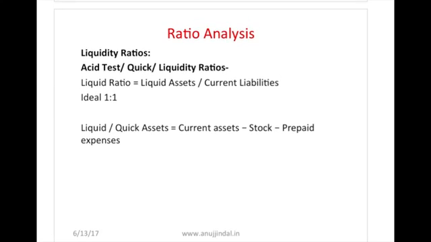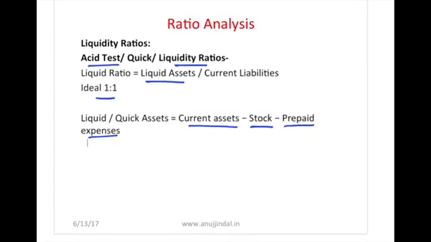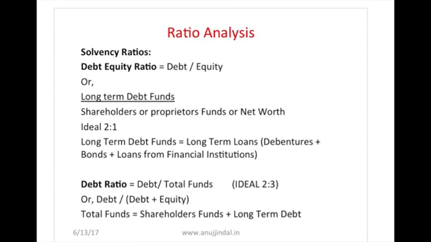The next is liquid asset test or quick ratio, also called acid test ratio. The formula is liquid assets upon current liabilities. The ideal ratio is 1 is to 1. Liquid or quick assets are current assets as calculated above minus stock or inventory and minus prepaid expenses. This is the formula of quick ratio or acid test ratio. In 2015 and 16, in both years, current ratio was asked in the exam, so it is one of the most important ones.